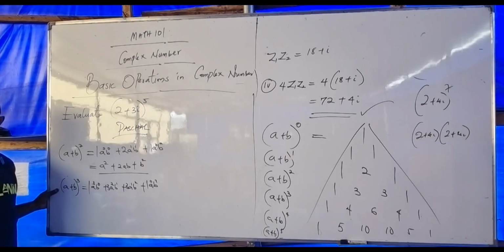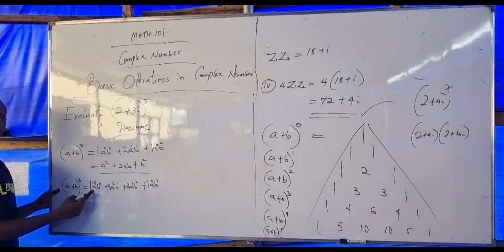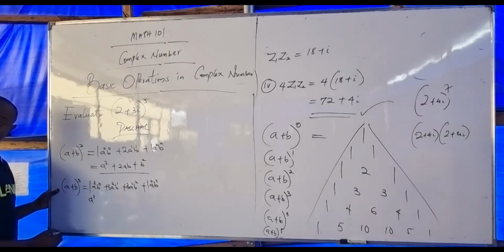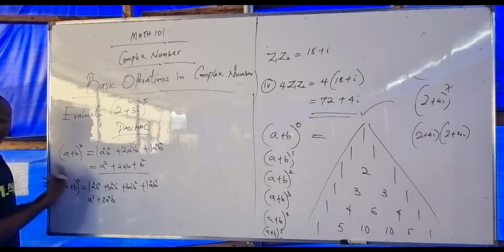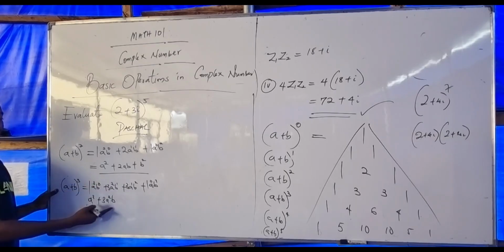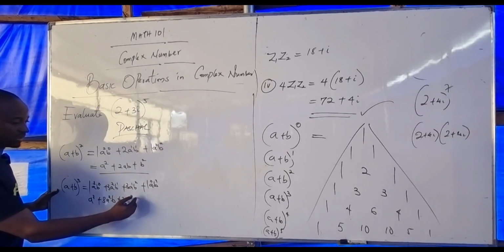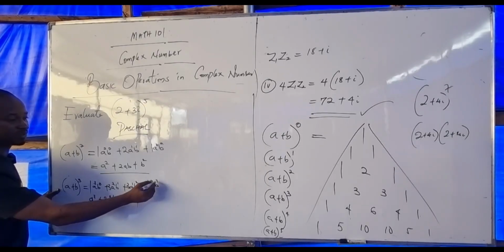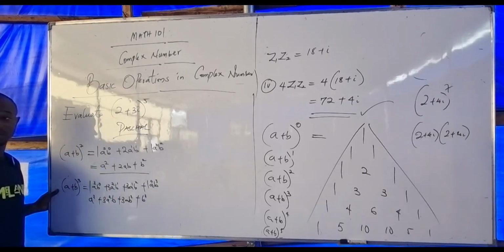Are you getting the gist here? So what do you have here? B raised to power 0 is 1, times A cube times 1 is A cube. Plus, here we have 3A squared B, right? B raised to power 1 is still B. Plus 3AB squared. Then plus, this is B cube, right? B cube times A raised to power 0 times 1 is B cube. Hope you are aware.